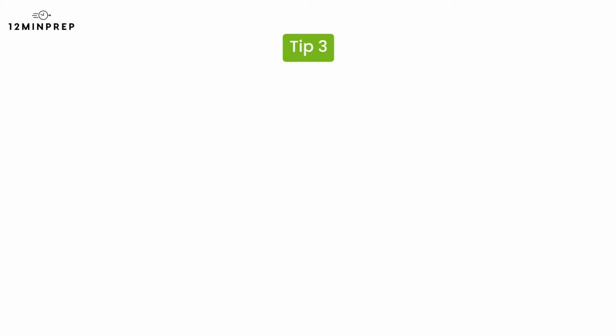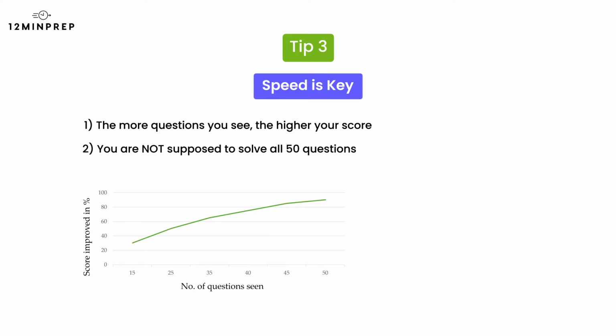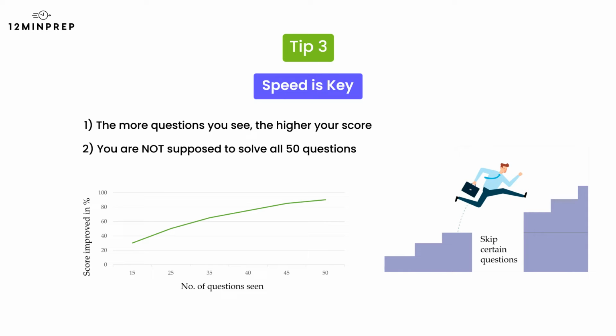Moving on to tip number 3. Speed is key. The PI Cognitive Assessment is all about completing as many questions as possible in 12 minutes. Your main goal is to see all 50 questions so that you increase your chances of solving as many questions as possible that fall under your strengths. However, you are not supposed to correctly solve all the questions in the allotted time. You don't want to run out of time at question 13 and discover that you haven't had a chance to look at 37 other questions on the test. Many candidates fall into this trap and underperform.